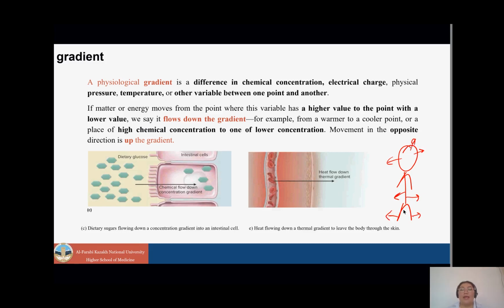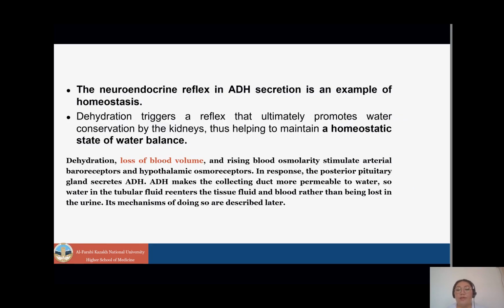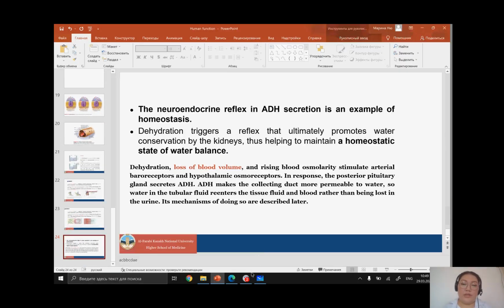Okay, due to several processes such as conduction, convection, and evaporation, you will lose the temperature of your body. That's why during the winter we need to cover up to keep the temperature, to decrease the loss of temperature. And it will be due to the gradient, down the gradient. Okay, and that is all that I needed to discuss with you.